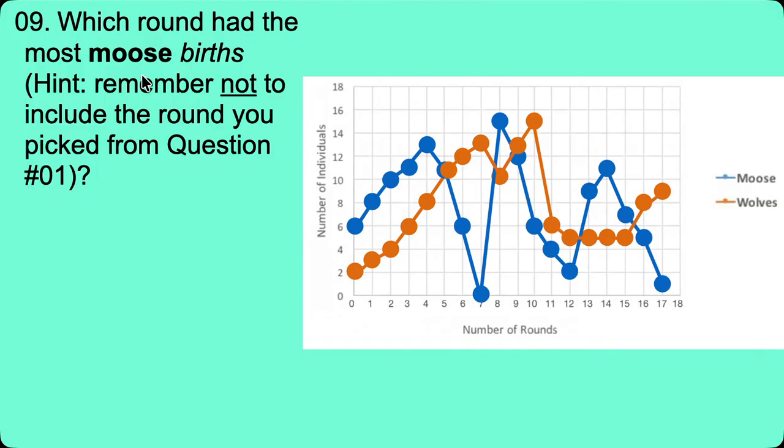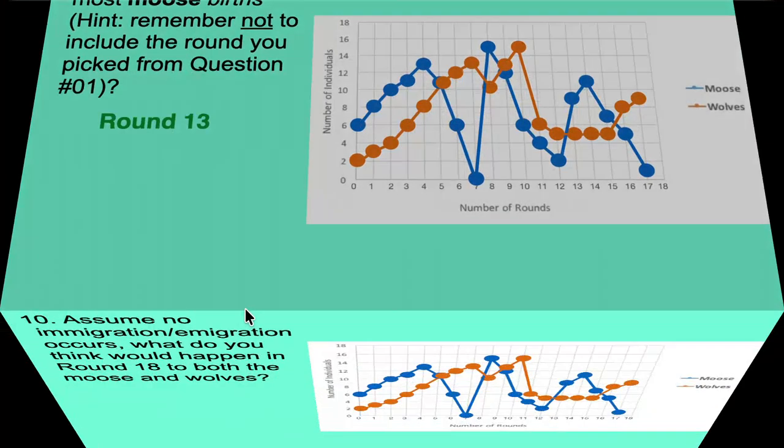Which round had the most moose births? Hint, remember not to include the round that you picked from question 1. So technically, you might think to yourself, okay, this is where we had the most births, but that was caused by immigration, so not births. So which do we think had the largest quantity of moose births then? Well, it looks like the biggest jump is from here to here, like that's the largest one. And so that would be around 12 to 13. So right at round 13, we had the largest amount of moose births.